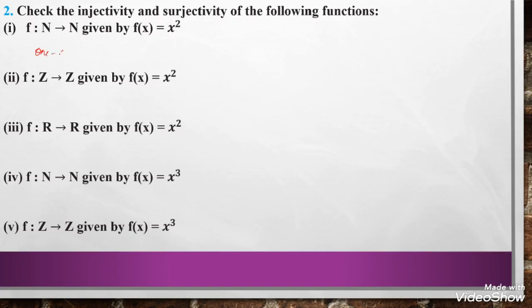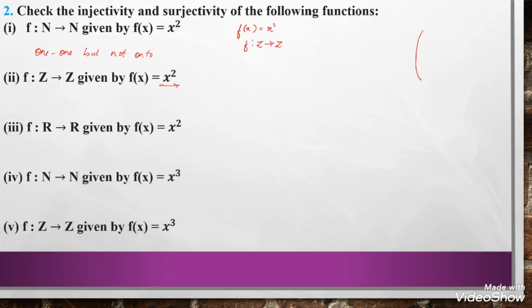This is 1-1 but not onto. Now for the second condition, I will take f of x is equal to x square, a function from integer to integer. We already know that integers means the numbers are positive, negative, and including 0. So domain and codomain will be the integers.